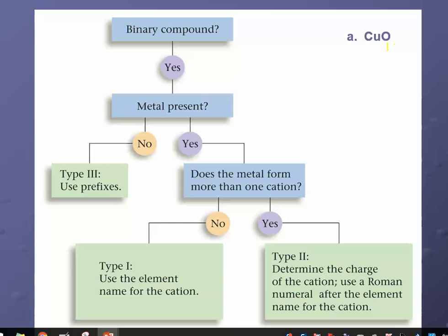We look at our oxygen. Our oxygen has a charge of 2-. We have 1 of each ion, so I know that copper's charge has to counterbalance that 2-, so it's going to be a 2+. And so that means the name of this compound is copper(II) oxide.